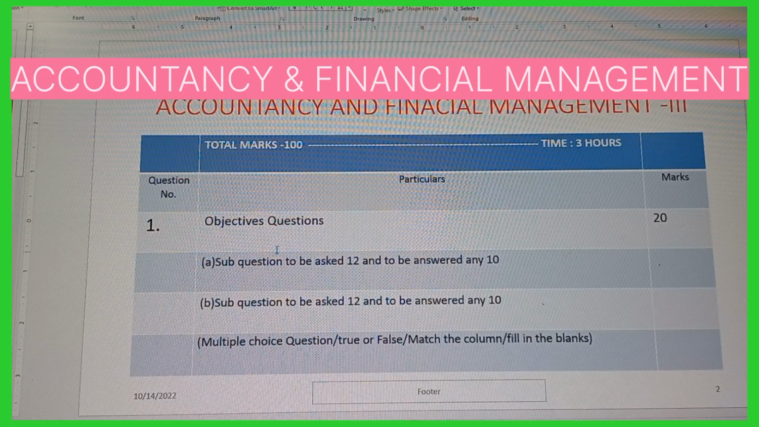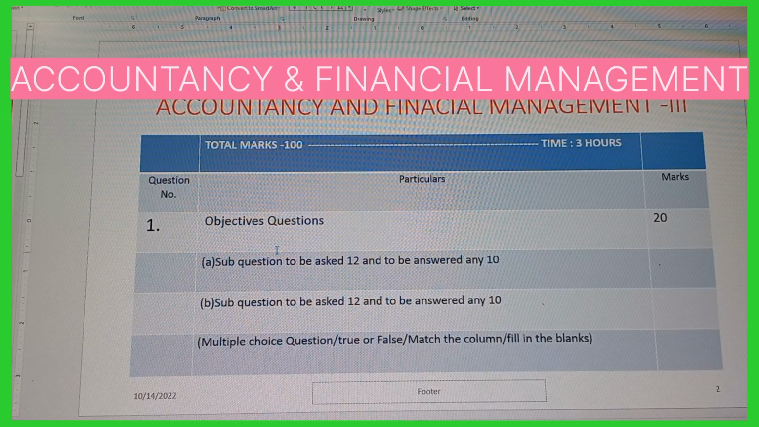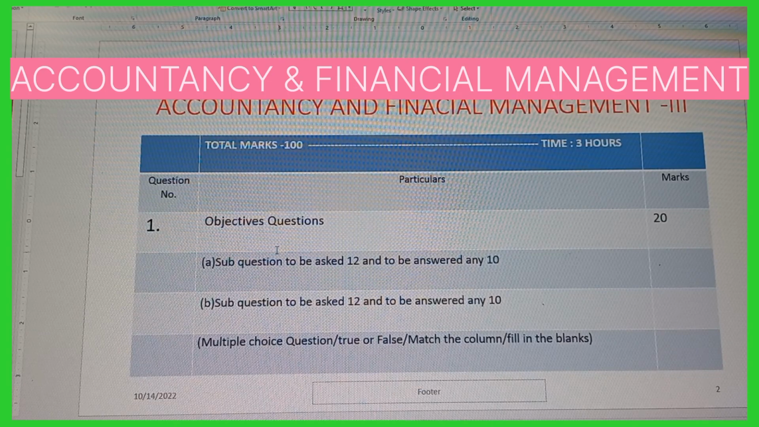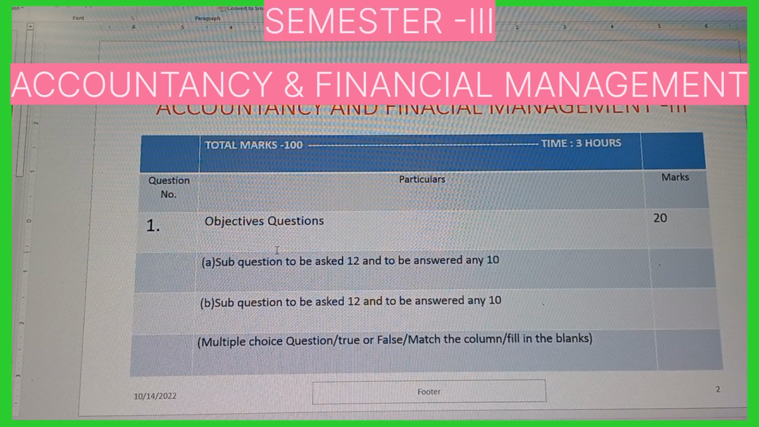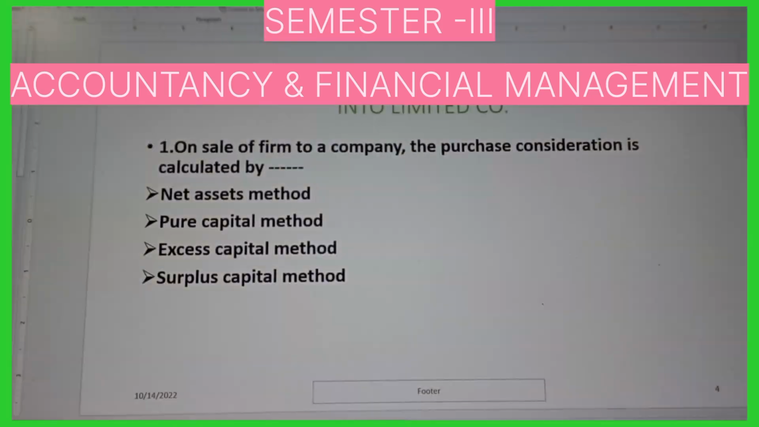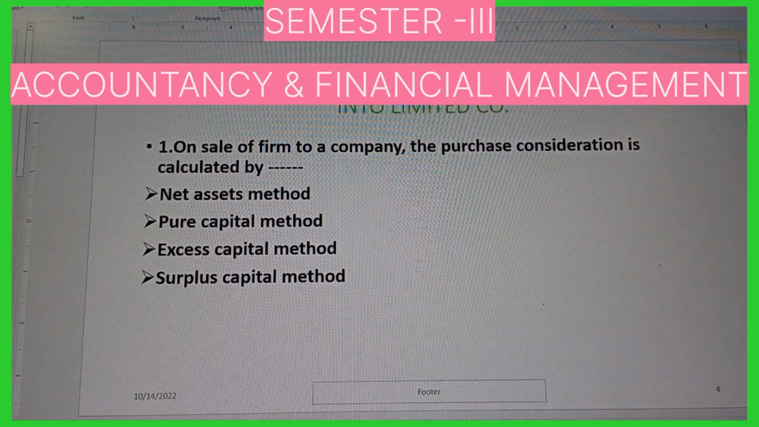There are two sets, A and B. In A, you are given 12 objectives, you have to solve any 10. In B, you are given 12 objectives, you have to solve any 10. They may ask multiple choice questions, true and false, match the column, and maybe fill in the blanks. So out of these 4, any 2 can be asked. So let's do very important objectives on conversion or sale of a partnership firm into limited company.